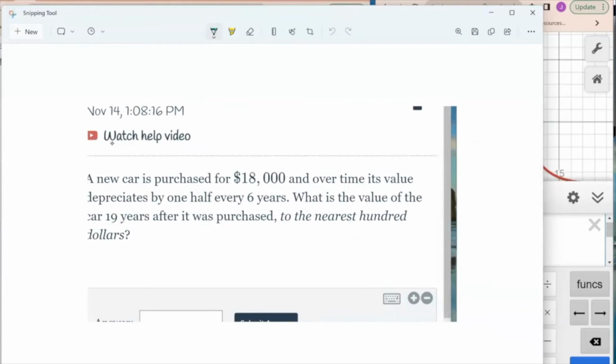That means in 6 years, this 18,000 is going to go down by half. So it's going to be 9,000. But this is after 6 years. Then again, it's going to depreciate again. So year 6, then it's going to be year 12. It's going to depreciate by half again. Okay, so that's what the question is saying.